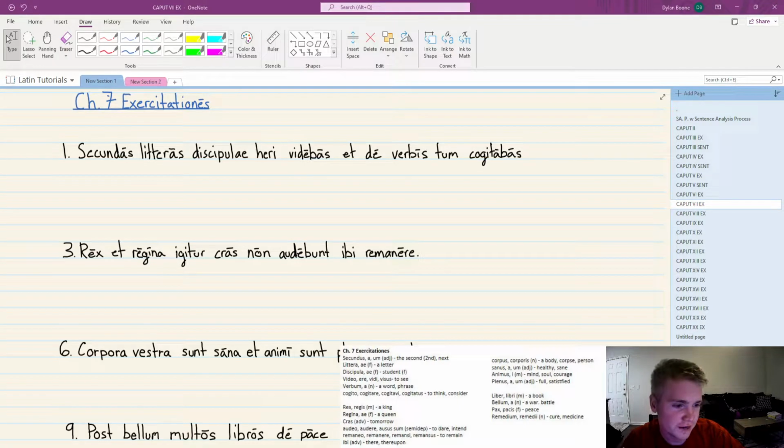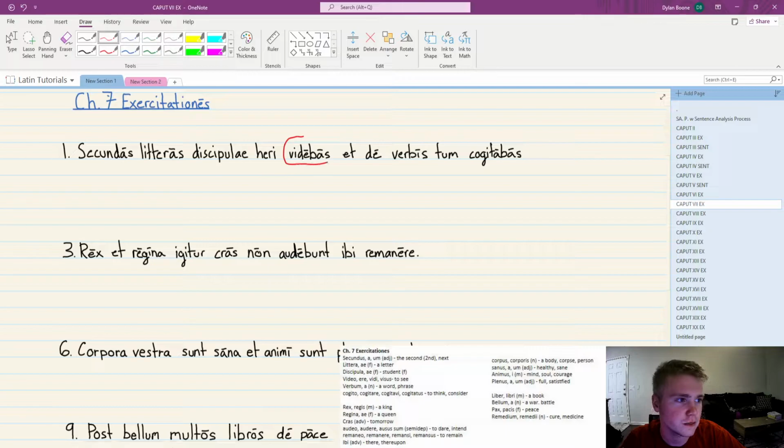All right, so chapter 7. Chapter 7 was about third declension nouns, their agreement with first, second declension adjectives, and incorporating them into everything we've learned so far. So getting into the exercises. So typical SAT process here, like we've been doing.